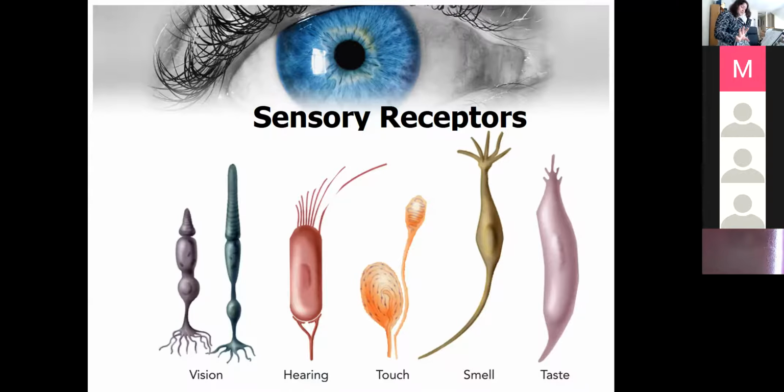Okay, so the first type of sensor is photoreception, and that involves the detection of light, and that's only vision. Okay, so vision is entirely photoreception, and you have these two types, the rods and the cones, that detect that. Next is mechanoreception.